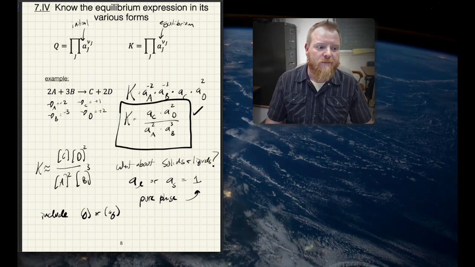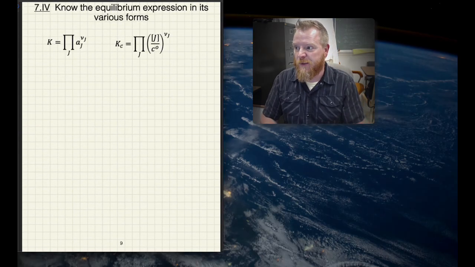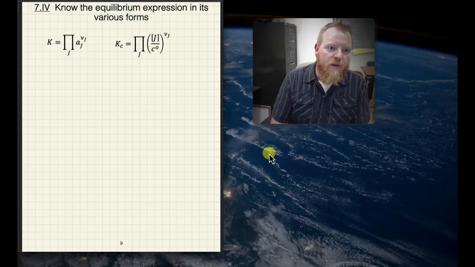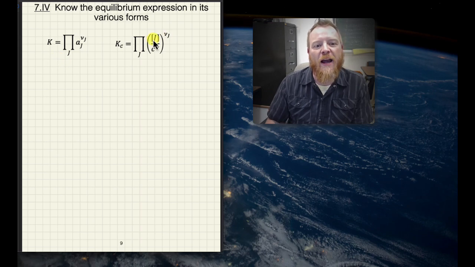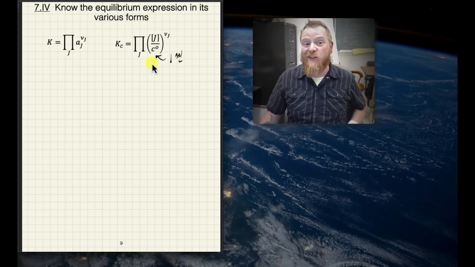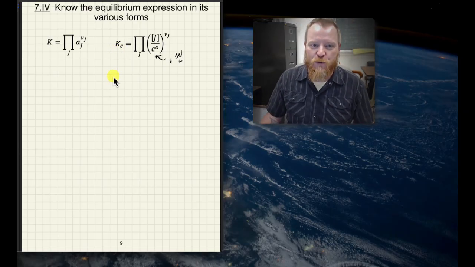All right, so what about other units like pressure? I've got the equilibrium expression written in terms of activity. To be more correct, we can write it in terms of concentration by dividing by the standard concentration value, 1 mole per liter. That allows us to recognize that equilibrium expressions are unitless. And we typically call that Kc, K with respect to concentration.